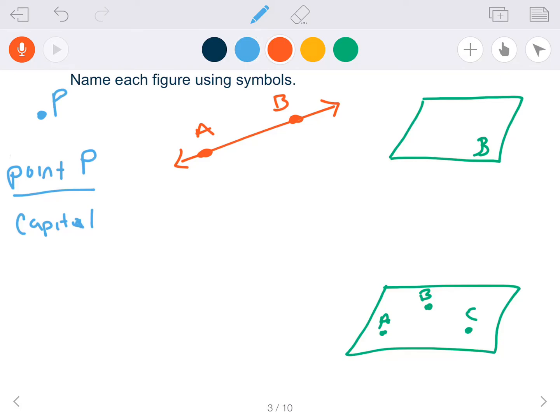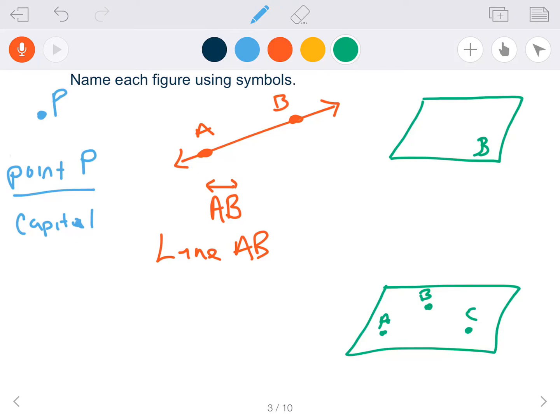In our second diagram, we have point A and point B on a line that has arrows at the end of it. This indicates that the line extends forever in both directions. To label this figure, I would use the 2 points with capital letters, put a line over the top with arrows to indicate that it is a line: line AB.